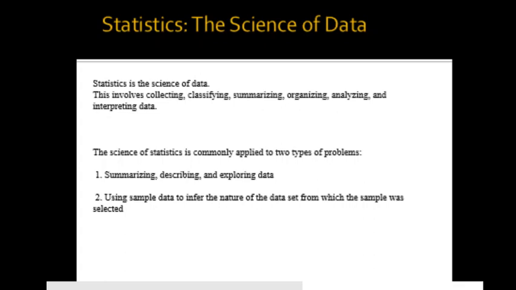Let's start with some basic definitions and terms that will be used throughout this course, starting with what is statistics. So statistics can be called a science of data, and it involves collecting, classifying, summarizing, organizing, analyzing, and the interpretation of data. There are two common types of problems that we will come across. The first one is where we need to summarize, describe, and explore the data. And the second type of problems would be where we need to draw an inference about the nature of the data set. And for doing this, we use a sample data set.